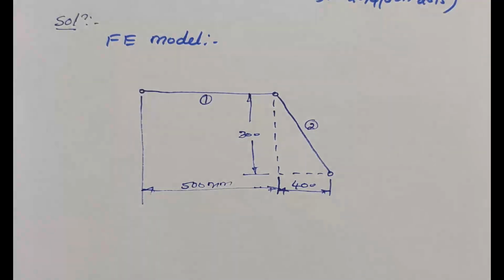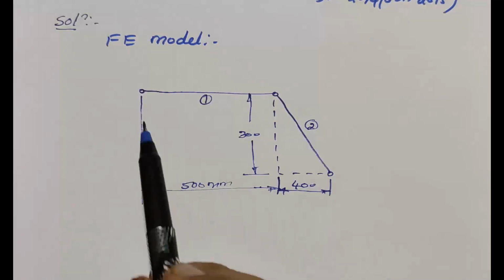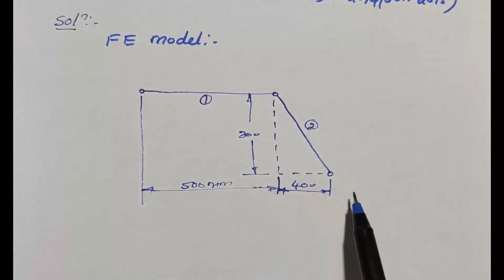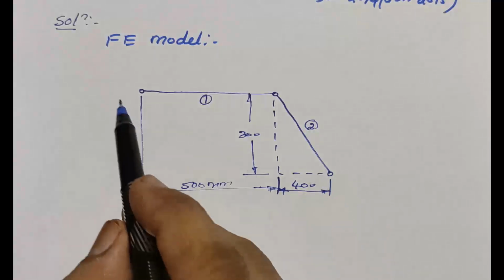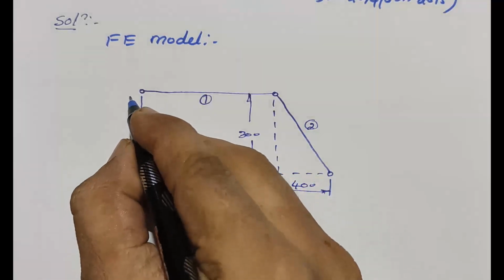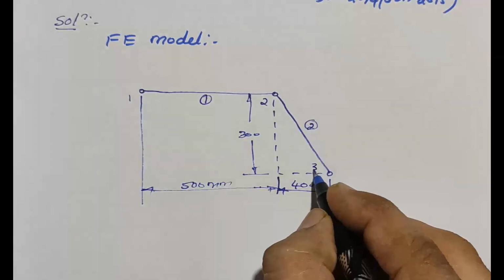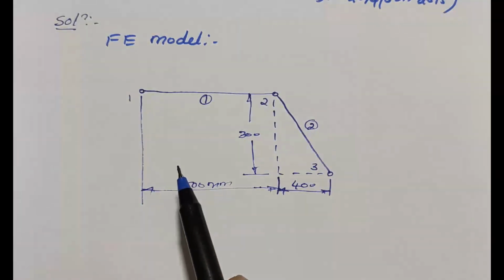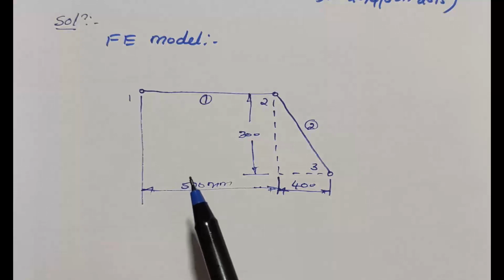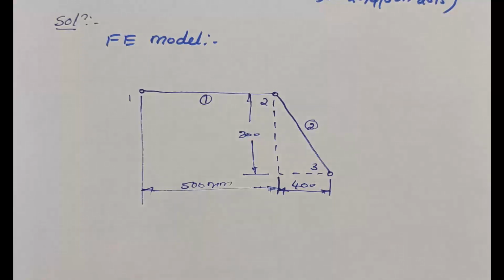See, next is node numbering. You can start node numbering either from this end or from this end. So I will start from this end. Node number 1, node number 2, node number 3. Next you have to give the displacement. We know that for a truss element, for each node there are 2 degrees of freedom. Means one is displacement in x direction, another one is displacement in y direction.